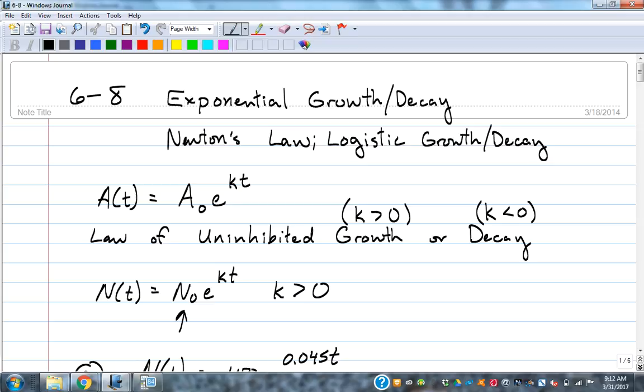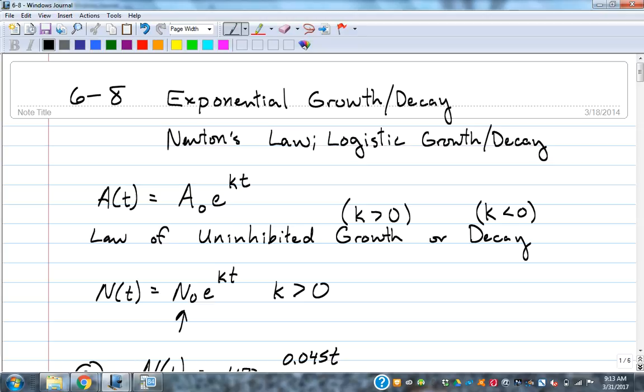Know one of those, and it's going to work for the law of uninhibited growth of cells. One of them's supposed to be for life science, and one's for another application of it. They're the same problem. Exponential growth and decay is the same whether you're talking about carbon atoms or bacteria. It works the same way.